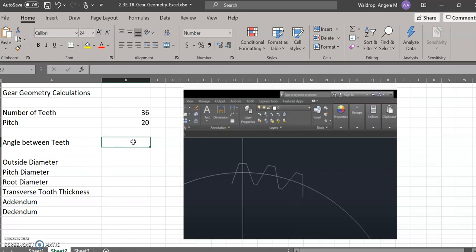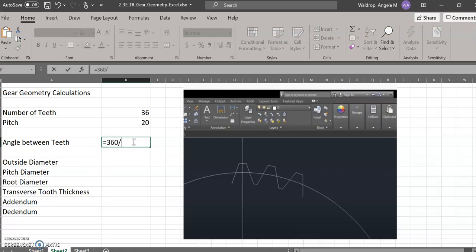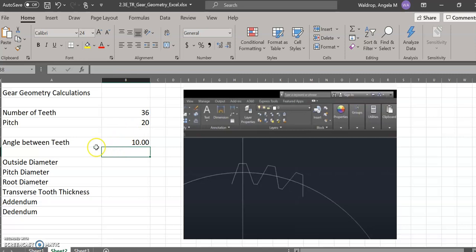The angle between teeth is going to basically be equal to 360 divided by the number of teeth. And that's basically the 360 degrees in a circle. Okay, and then we have 10 degrees between each tooth. Okay, we're going to need 3 diameters. We're going to need the outside diameter, the pitch diameter, and the root diameter.